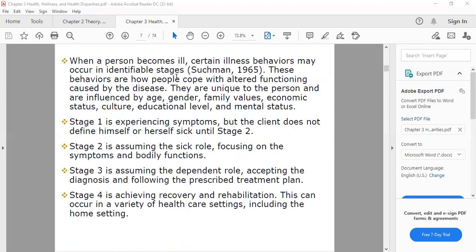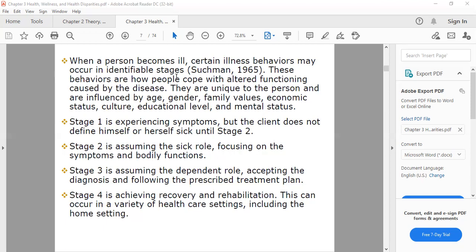Once that person becomes ill, there's certain stages that you have to be able to identify. You are going to see this on exams, and it's called Suchman's stages of illness, okay? Suchman, that's the author. So it's called The Stages of Illness by Suchman. The behaviors talk about how people cope with the altered function in the disease process. And they're unique to each person. They can be influenced by things like age, gender, family values, economic status, educational level, and their developmental level.